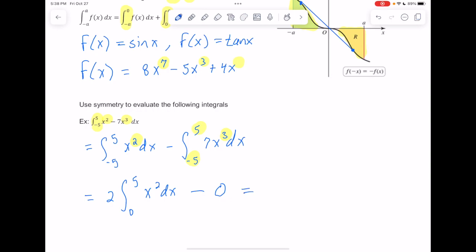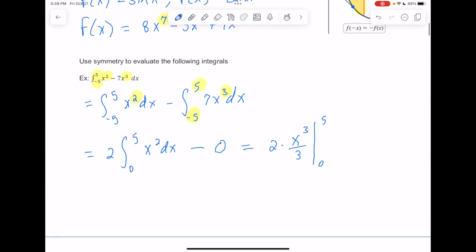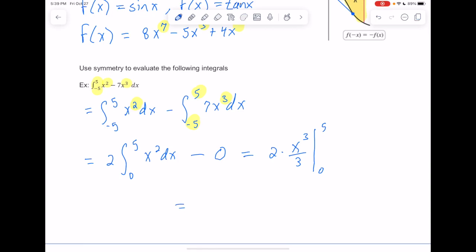So continuing on, 2 times the antiderivative of x^2, which would be x^3 over 3, evaluated from 0 to 5. So we plug that 5 in. We get 2 times 5^3 over 3, and then we just have a minus 0. And then 5^3 is 125. 2 times that would be 250. So we end up with 250 over 3.